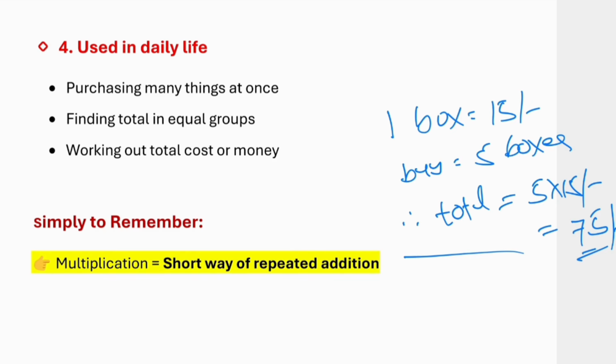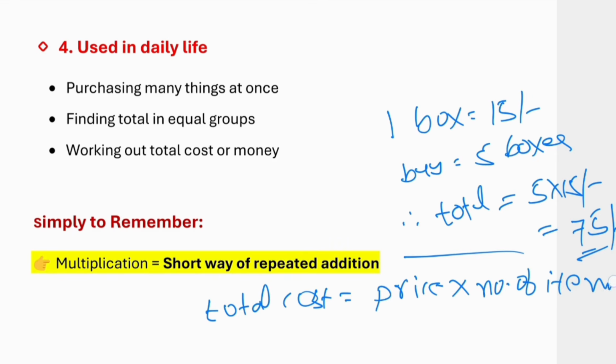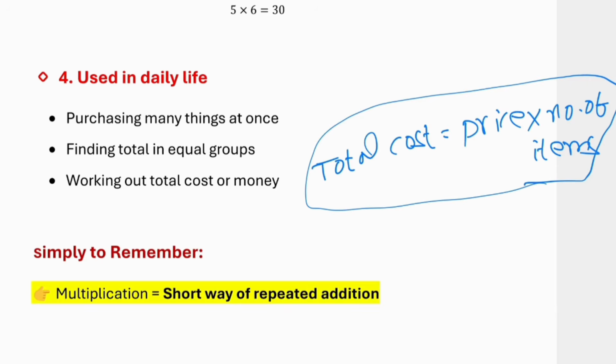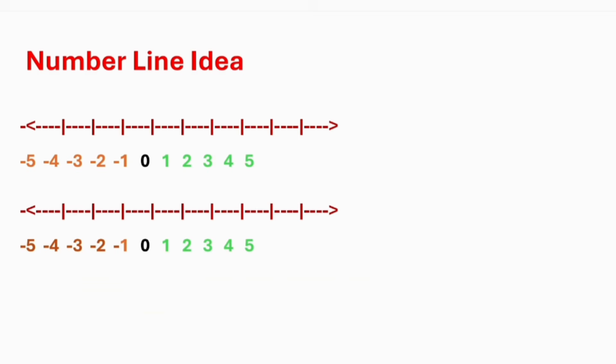Here we find one rule: total cost is equal to item price into number of items. Again I repeat, total cost of items is equal to price into number of items. Is it clear? And the next one is multiplication on a number line.